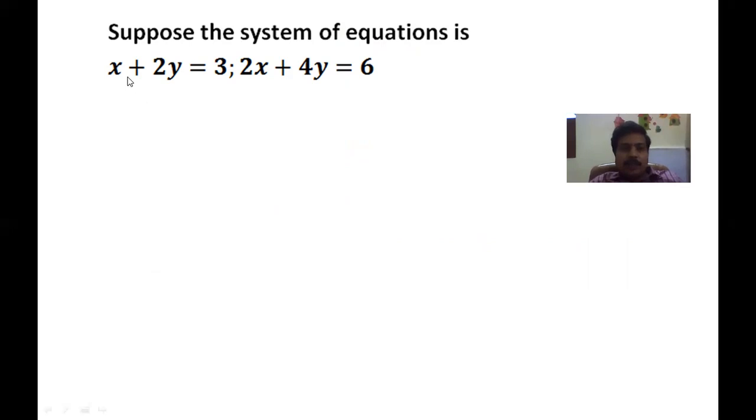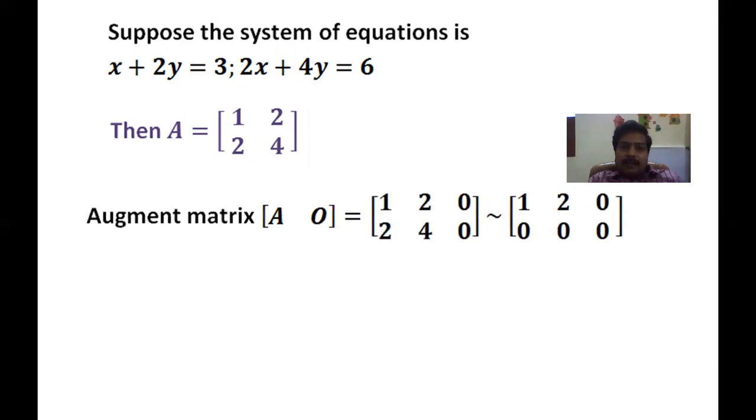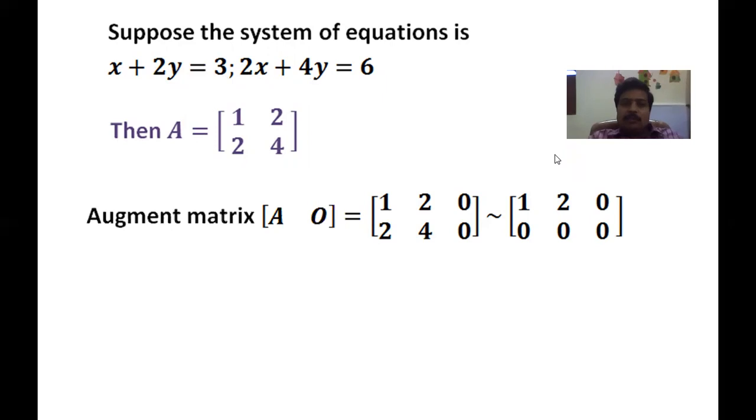You can observe that if you multiply this one by 2, you will get this one. So both are the same equations. Then our A is equal to the coefficients of these two equations, 1, 2 and 2, 4. This equation can also be represented in matrix form like Ax is equal to B, where B is equal to 3 and 6.